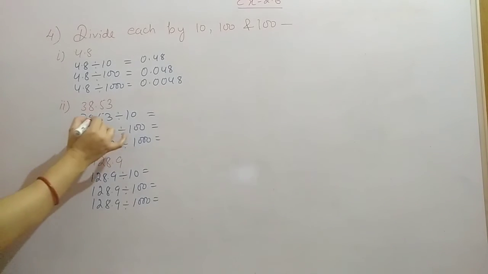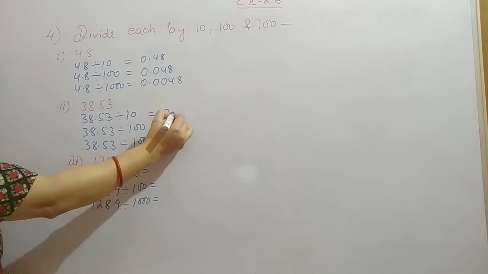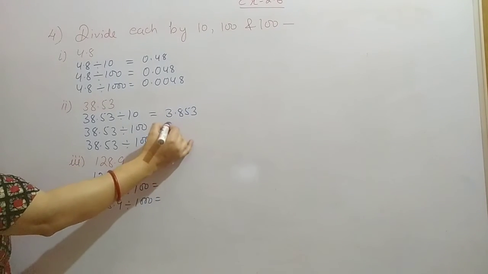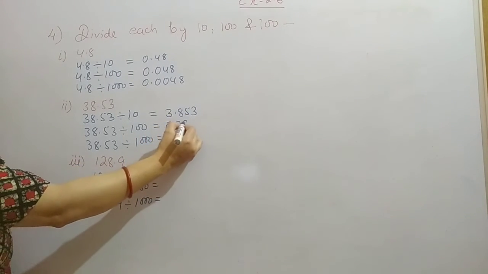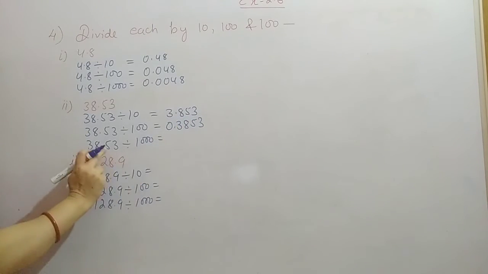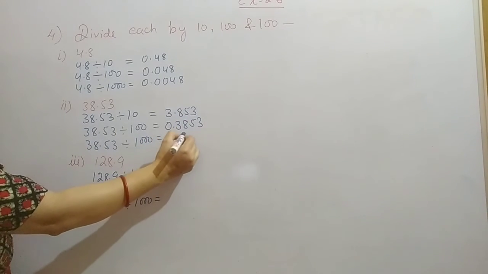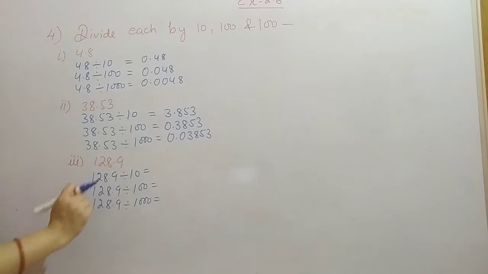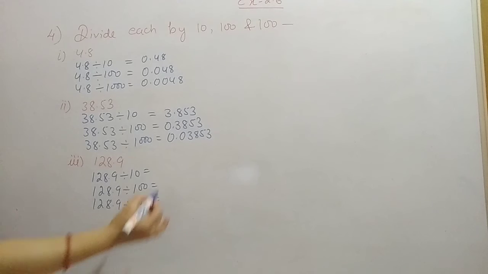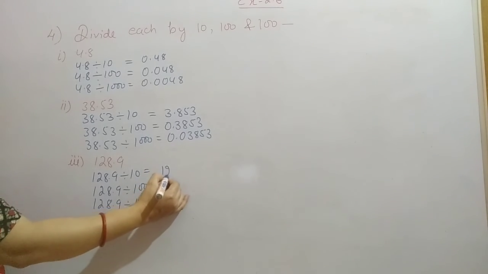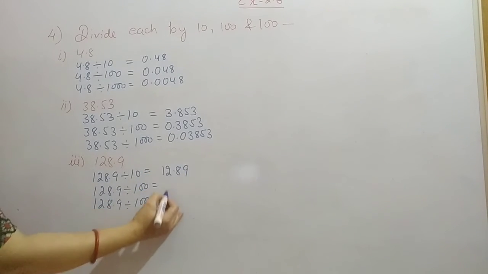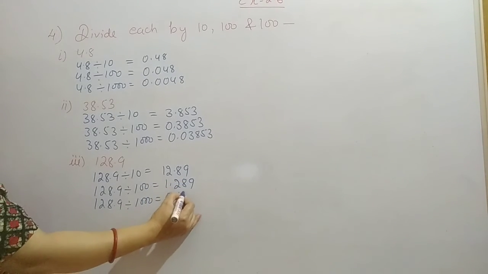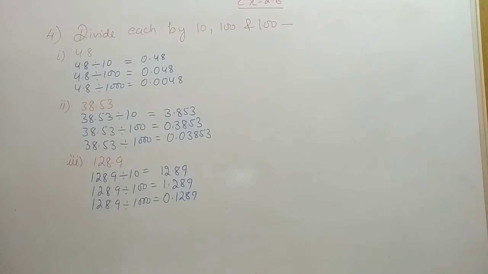Similarly second part. First when we will divide by 10, 1 place, 3.853. When divided by 100, 2 places, 0.3853. By 1000 means 3 places, 0.03853. Next one 128.9. When we will divide by 10, 12.89, 1.289 and 0.1289.